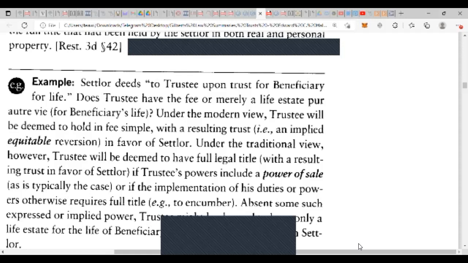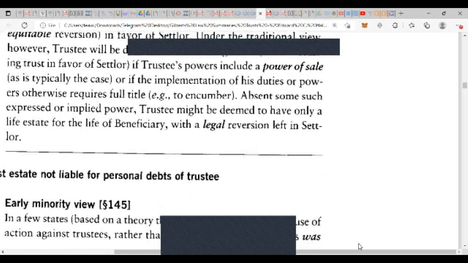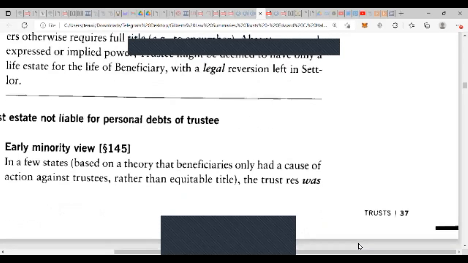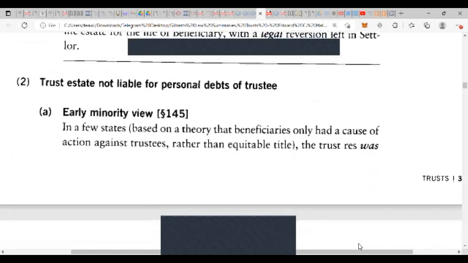If trustee's powers include a power of sale, as is typically the case, or if the implementation of his duties or powers otherwise require full title, such as to encumber, trustee will be deemed to have the fee. Absent some such expressed or implied power, trustee must or might be deemed to have only a life estate for the life of beneficiary with the legal reversion left in settlor. Number 2, trust estate not liable for personal debts of trustee.